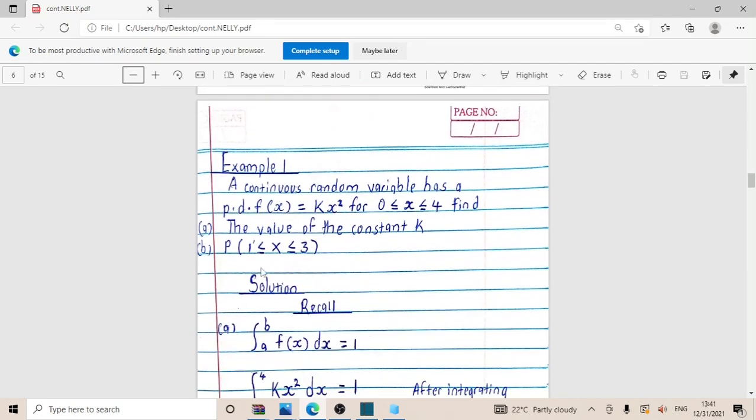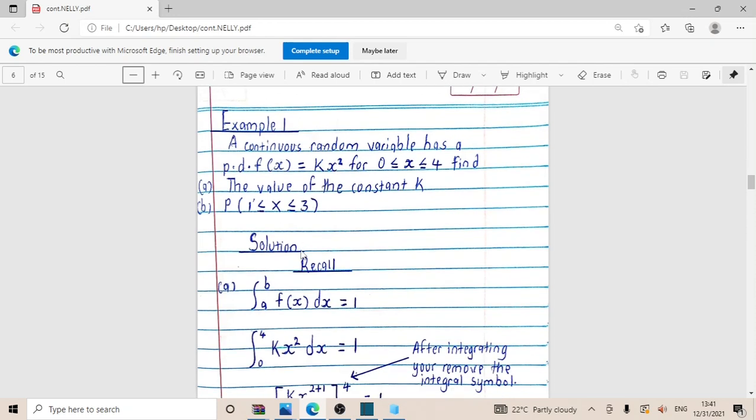Let's have an example here. A continuous random variable has a PDF f of x equal to k x squared for 0 less than or equal to x less than or equal to 4. Find the value of the constant k, and also, part b is asking for the probability 1 less than or equal to x less than or equal to 3. Another thing, make sure you watch the previous videos that came before this one.